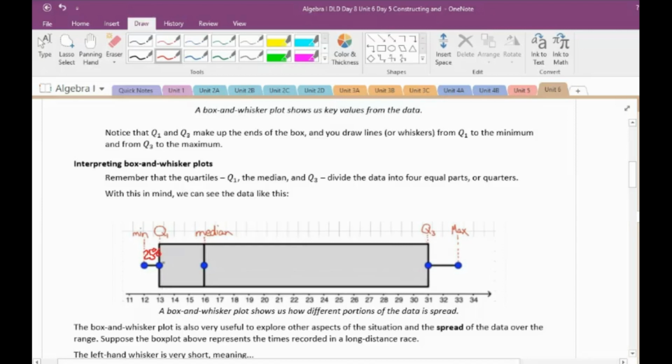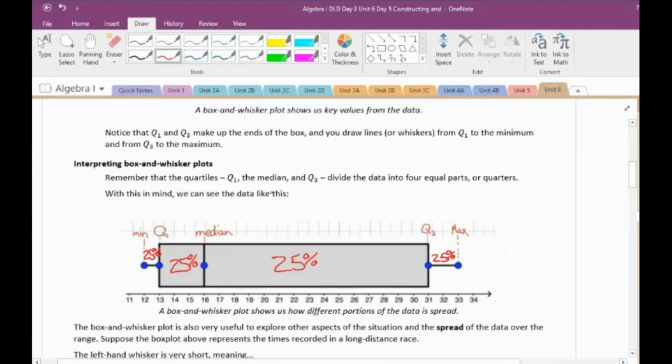Then we have this from the first quartile to the median from 13 to 16. That represents 25% of our data. And then we have this very large range here from 16 to 31, the median to the third quartile. That also represents 25% of our data. And then you have the upper whisker here from 31 to 33. That range right there represents 25% of our data.